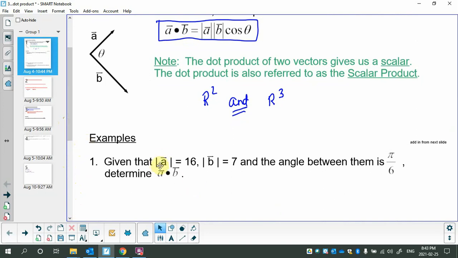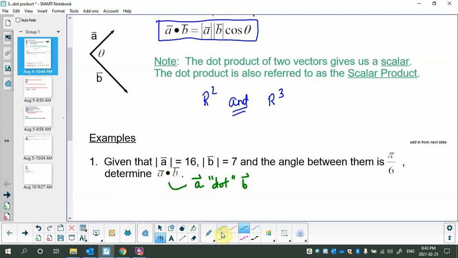But given that the magnitude of A is equal to 16, so the length of vector A is 16 units, and the length of vector B is 7 units, and the angle between them is pi over 6, I'm being asked to find the dot product of A dot B. So you actually say that A dot B, vector A dot vector B.